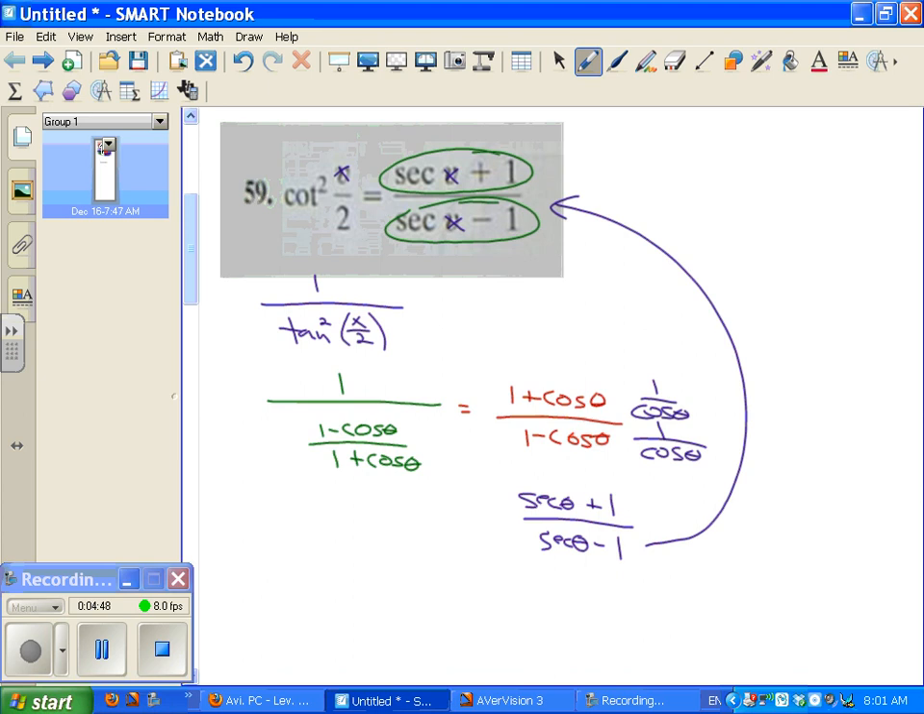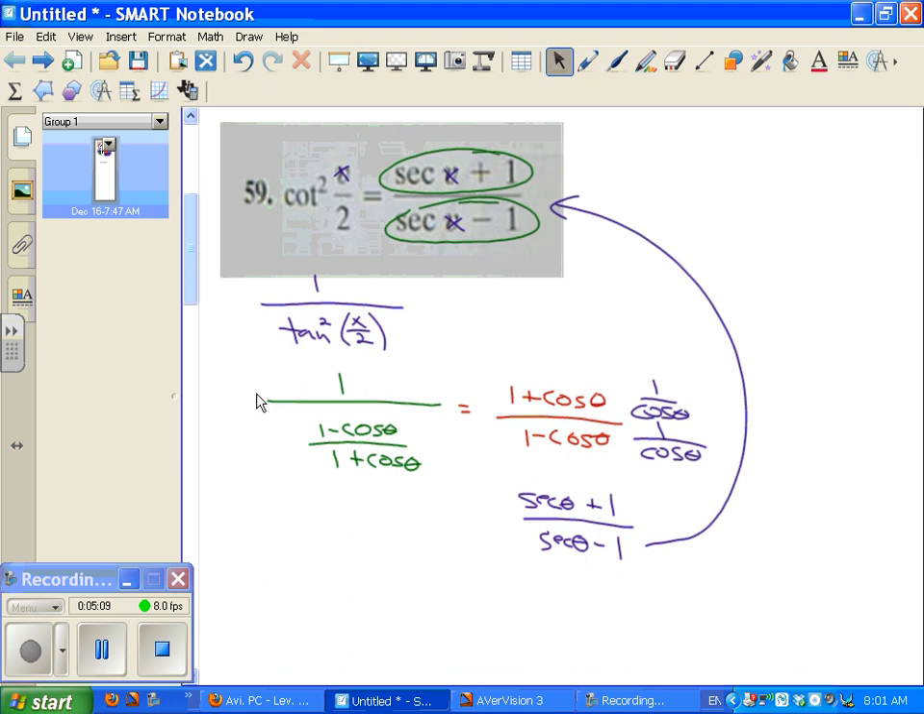Helps when you use a more useful formula. I could have used the other one, but it doesn't have a square root over it, so I should have squared all of it. And that would have made my substitution a lot better. Okay, so there's that one.